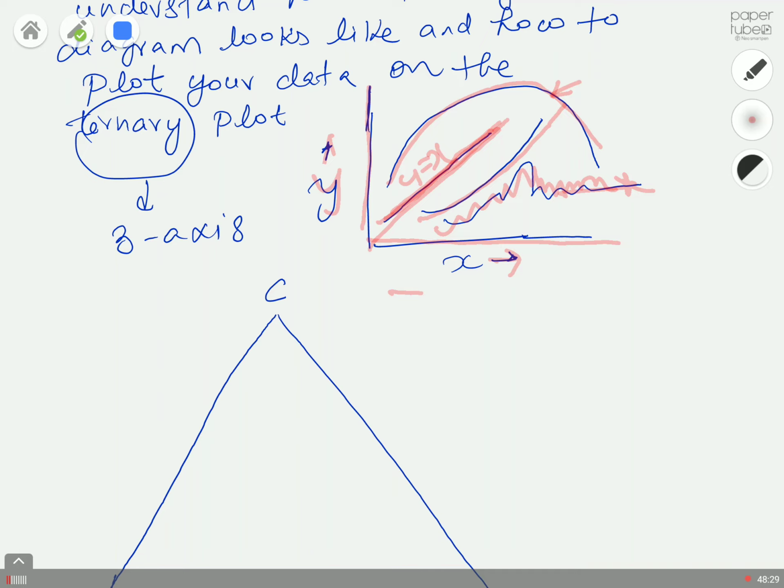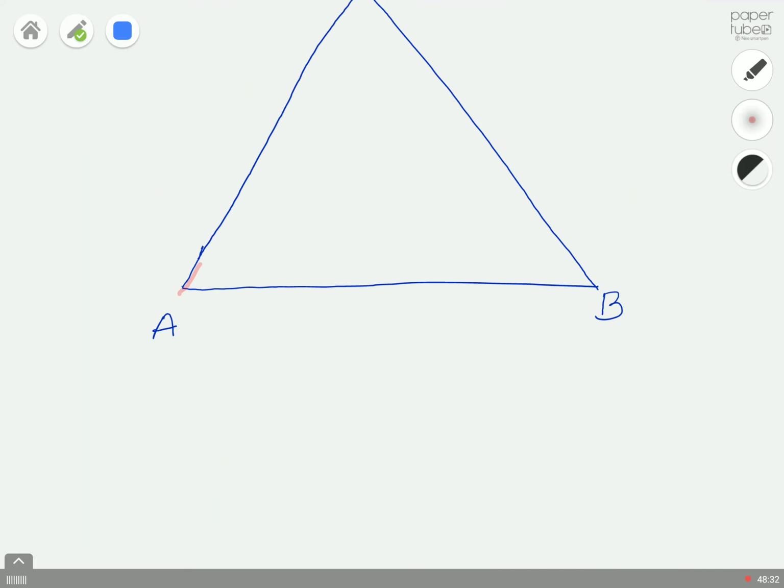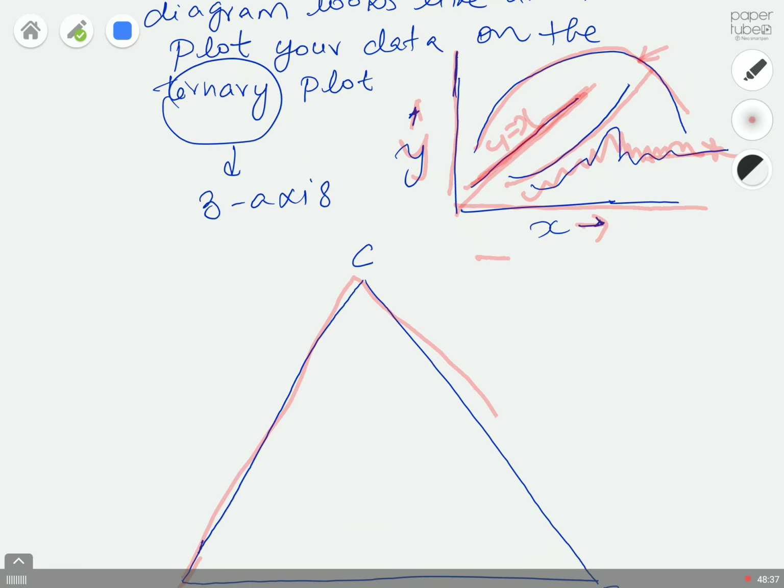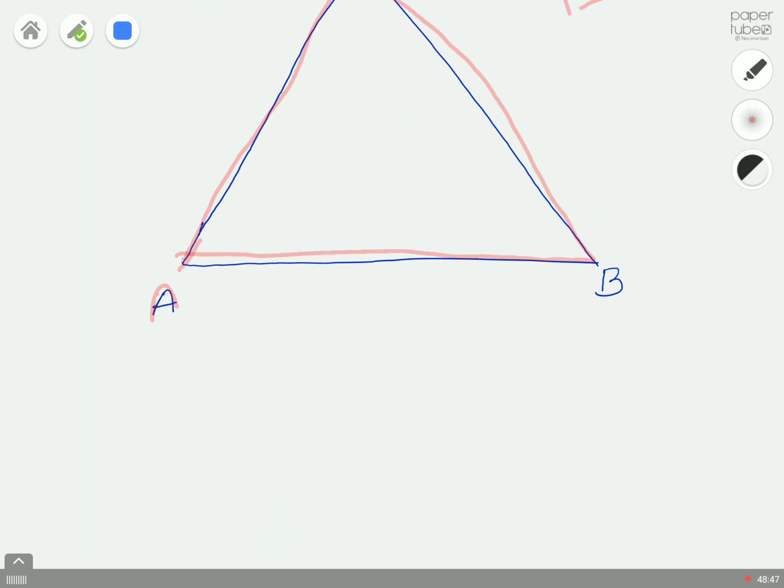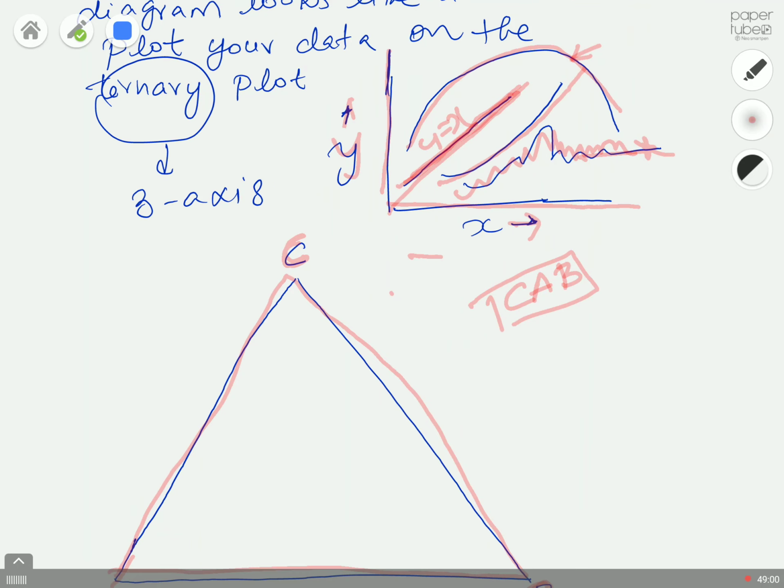Now we are going to have 3 axes. It's like an equilateral triangle. Just to remember this word CAB, let's put C on the top here, A on the left side corner, B on the right side corner. If you don't understand this diagram, it will be very difficult to plot your experimental liquid equilibrium data, and then you may not solve the problem. So always try to remember what this is.